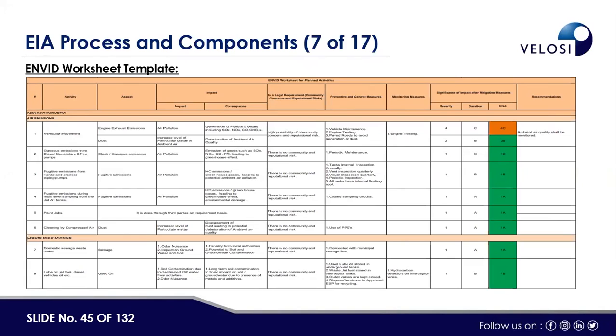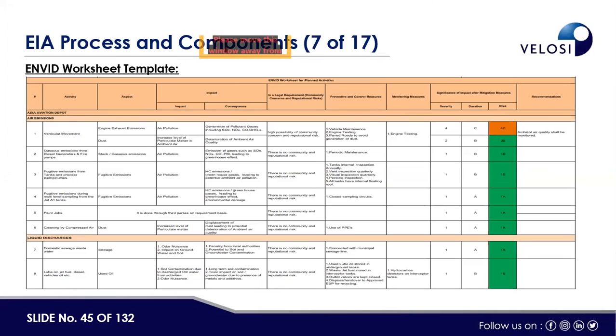And after all these things, we have to signify the environmental impact as well: the severity, the duration, and accordingly the risk. And if there is any requirement for recommendation as well, for example, if I talk about the first one, vehicular movement, the aspect can be dust and engine exhaust emission. The impact can be air pollution and increased particulate matter in the ambient air. The consequences can be deterioration of the ambient air quality, and there will definitely be community concern if it increases to a high concentration. Then we have to mention some preventive and control measures, for example, vehicle maintenance, training, and paved roads to avoid generation of dust, and then monitoring measures, such as engine testing.